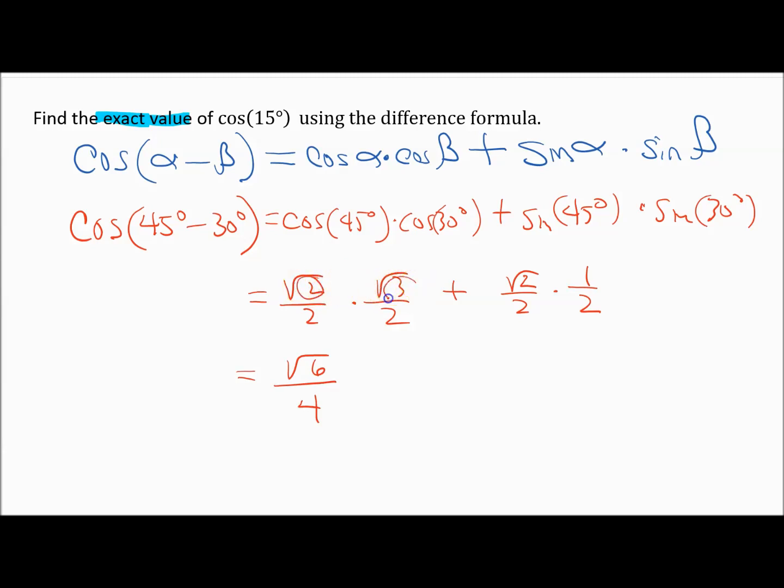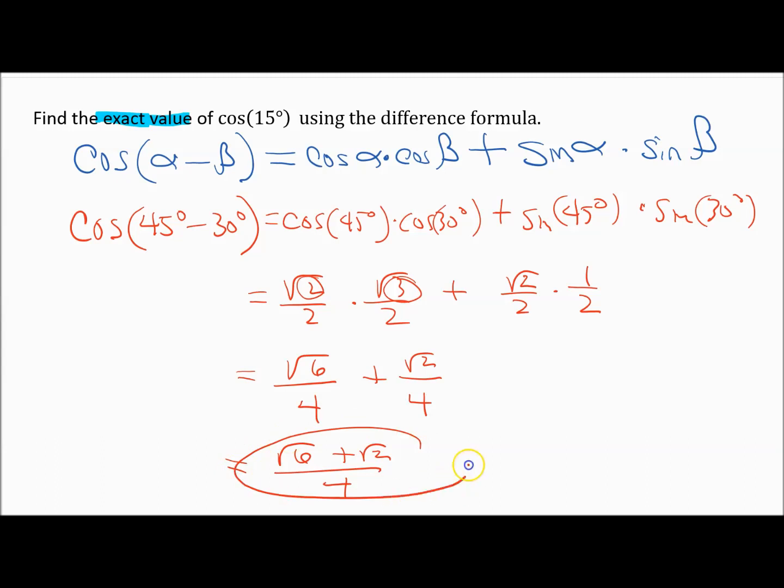You can just multiply the values underneath and keep the square root. Here, square root of 2 times 1 is the square root of 2. 2 times 2 is 4. If you like, you can write this as the square root of 6 plus the square root of 2 over the common 4. And that will not simplify.